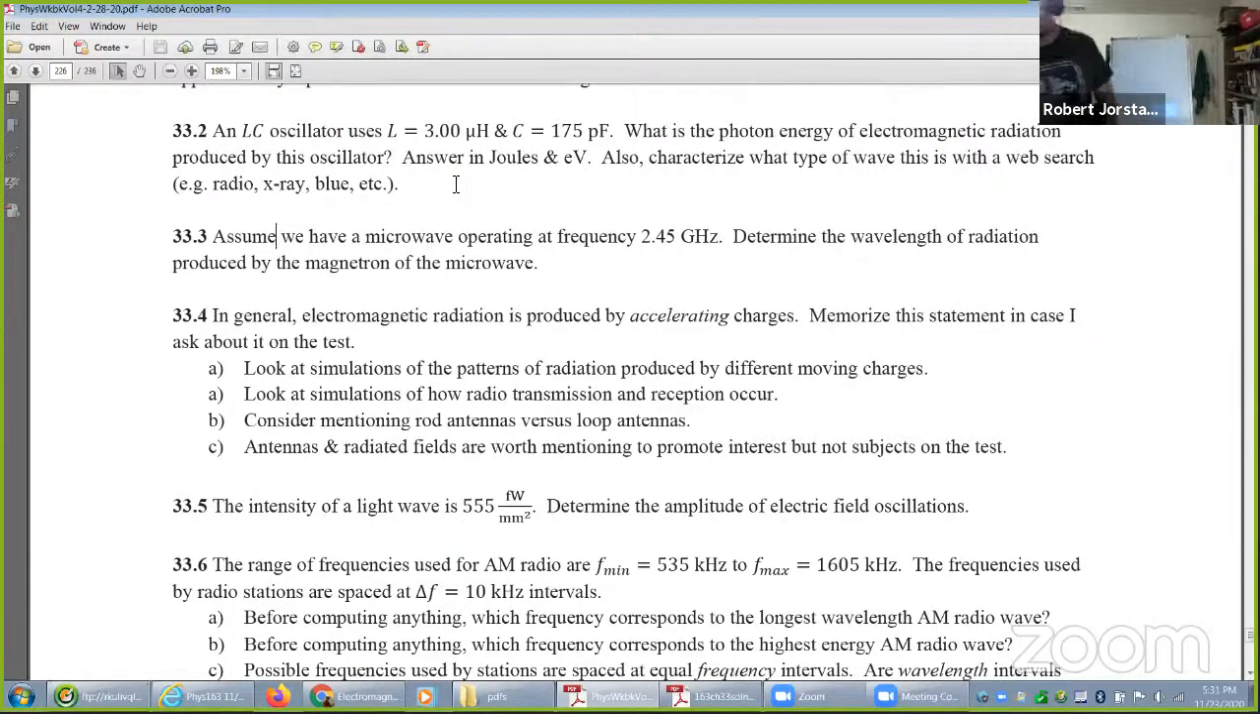I'm just going to write down the specs and we'll get to it. And if you want to just work through all these chapter 33 problems, just start going nuts and you don't have to listen to me until I say, hey, listen up. So 33.2: L equals 3.00 microhenries. C is equal to 175 picofarads. And then we want E gamma, the photon energy, in joules and eV.